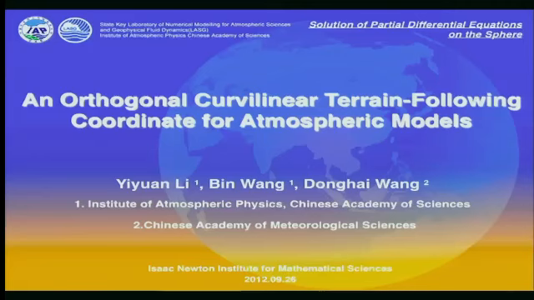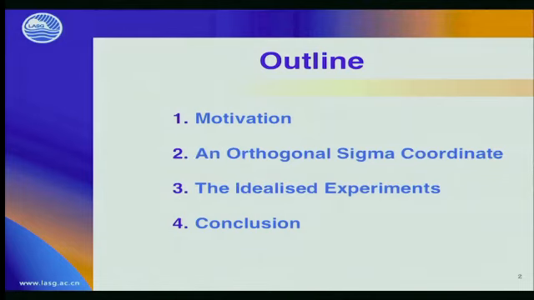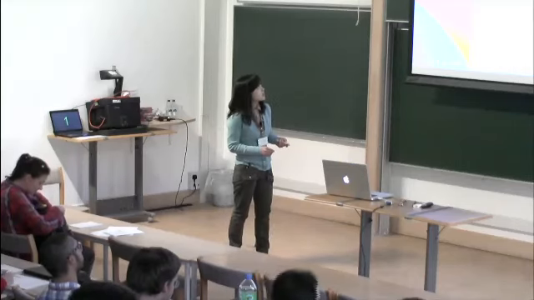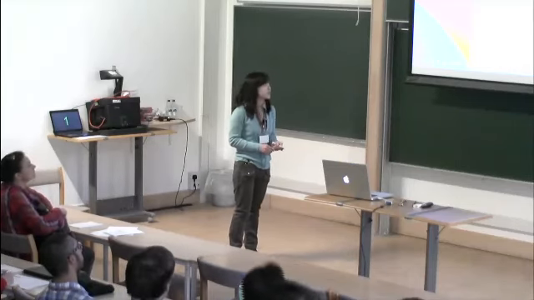Thank you very much for the introduction. And again, I'm going to introduce an orthogonal curvilinear terrain following coordinate for the atmospheric model. There are four parts. One, the motivation, and then the orthogonal terrain following coordinate. After that is the idealized experiment. Finally, the conclusion. First, we're going to talk about the motivation.